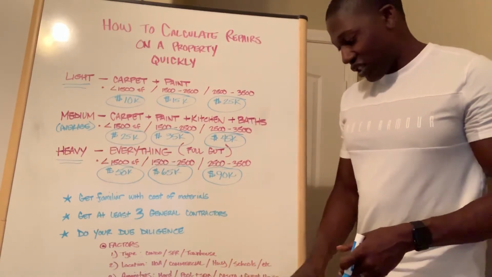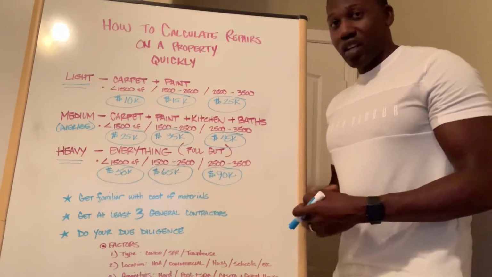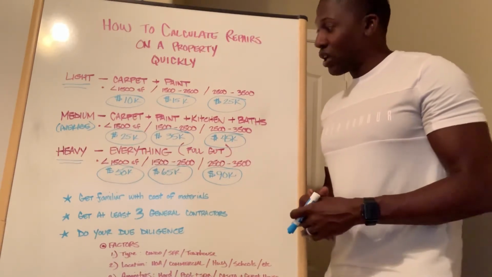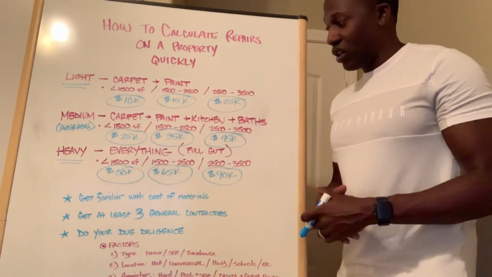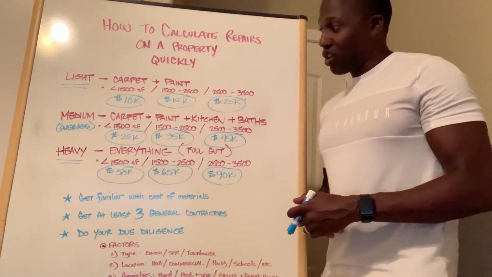As well as a casita, a guest house, things like that. It's basically having another house or second house on the property, and that's going to also factor in to your estimates for your rehab remodeling costs.